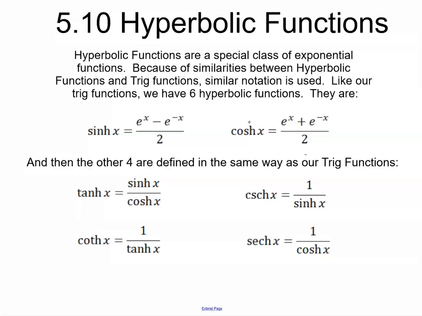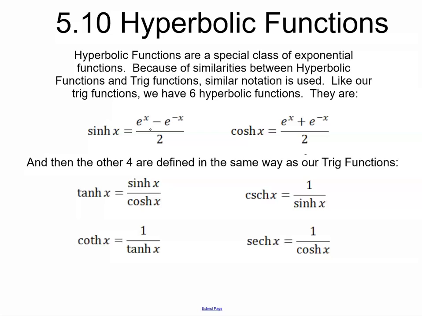All right. So what these are is hyperbolic sine is defined as e to the x minus e to the negative x over 2. And hyperbolic cosine is defined as e to the x plus e to the negative x over 2. And then the other 4 hyperbolic functions are defined in similar ways as we do our trig functions.